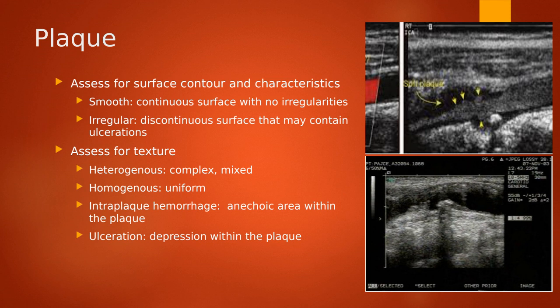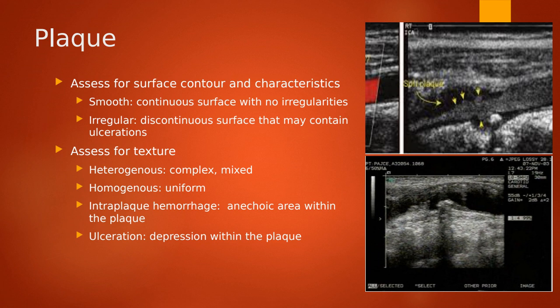We want to be able to assess for texture of the plaque. So is it heterogeneous plaque? Is it homogeneous plaque? Is it really super hyperechoic? Is there plaque ulcerations in it, meaning that there's depressions within the plaque? Is there an intraplaque hemorrhage where we kind of see that plaque, depending on what it's made up of, soften and liquefy over time? So there's all different types of appearances of plaque depending on what it's made out of, how long it's been there, and where it is.